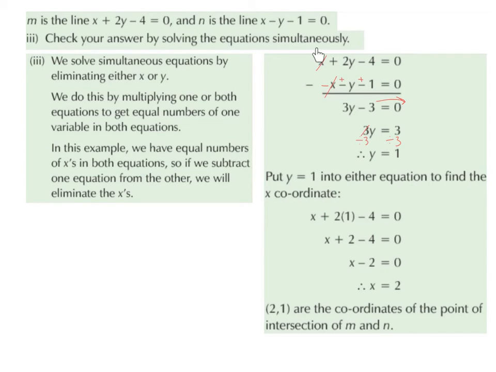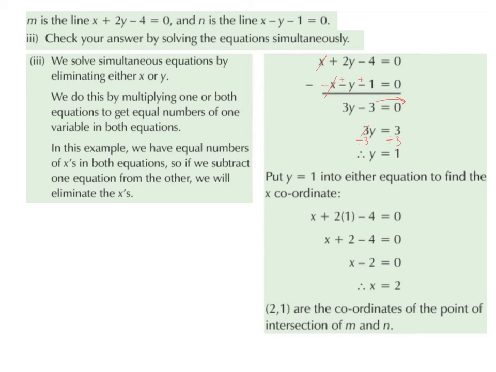Now we put y equals 1 into either equation to find the x coordinate. So I'm going to go with the top one. So I had x plus 2y minus 4 equals 0. So I'm going to swap that y for 1 with brackets around it. Make sure you use brackets. So you have x plus 2 times 1 minus 4 equals 0. 2 times 1 is 2. 2 minus 4 is minus 2. So we have x minus 2 equals 0.